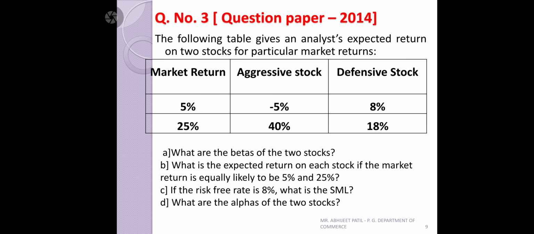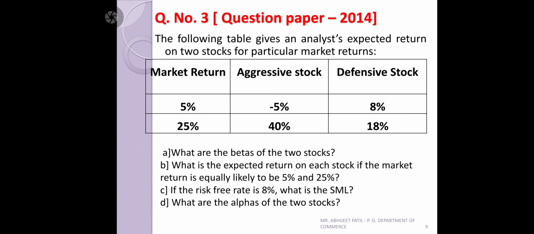Then we will move to the next question, question number 3. This question was asked in the 2014 question paper. The following table gives an analyst's expected return on two stocks for particular market returns. Market return is given and two stock returns are given. Market return is 5% in the first period and 25% in the second period. Aggressive stock returns are given for the second and first period, and defensive stock returns are 18 and 8.